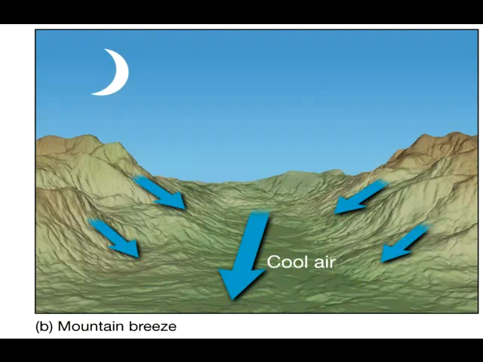Mountain air cools down faster during the night due to increased emission of long-wave terrestrial radiation. Cooler air subsides downslope into the valley and forms the mountain breeze.